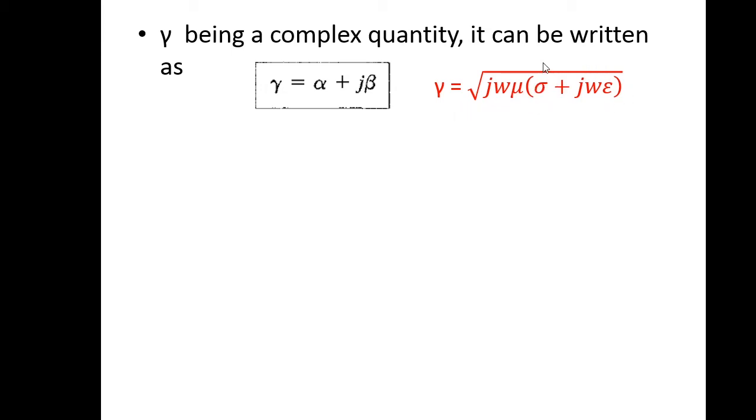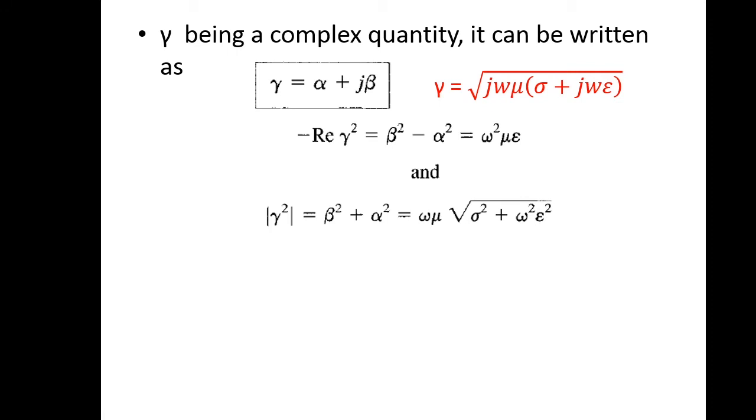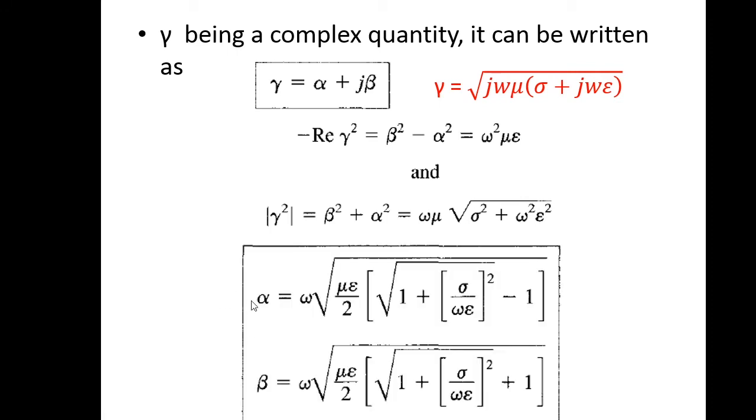So all these terms are quite familiar now. This is the propagation constant, square root of j omega mu into sigma plus j omega epsilon. We solved it and got alpha and beta values. These equations are important. The only difference is here it is minus and here it is plus. So the alpha and beta values are omega square root of mu epsilon by 2 into square root of 1 plus sigma by omega epsilon the whole squared, minus or plus 1. Minus 1 in case of alpha and plus 1 in case of beta. So these are the main equations.